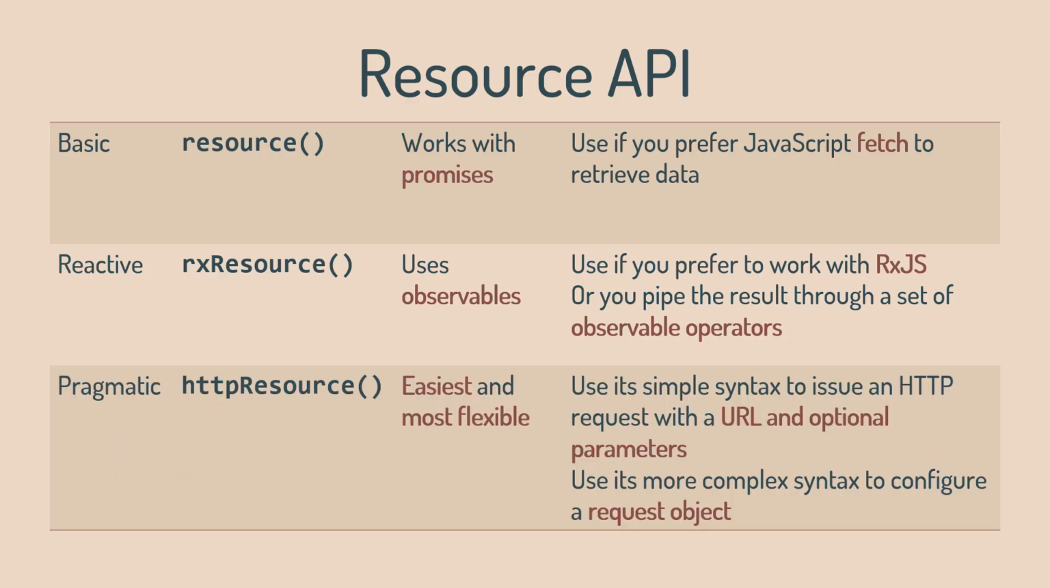And pragmatic. httpResource is the easiest and most flexible option. Use its simple syntax to issue an HTTP request specified with a URL and optional parameters, or use its more complex syntax to configure a request object. If you're using signals, the Resource API is the missing piece you've been waiting for.